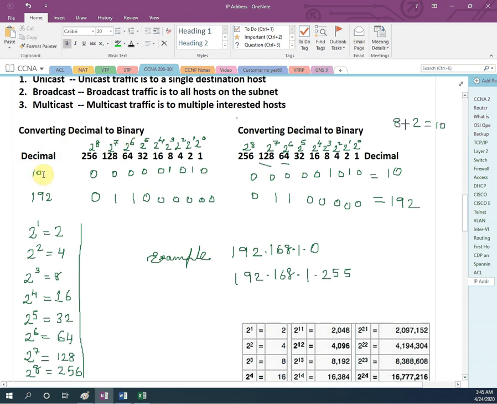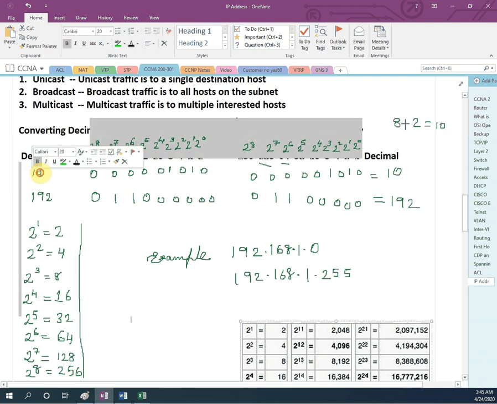I wrote the decimal 10 and I am converting that 10 into binary. We write 2 power 0, 2 power 1, 2 power 2, 2 power 3, 2 power 4, and so on. So we have 1, 2, 4, 8, 16, 32, 64, 128. Generally, when we do it on rough paper, we write 128, 64, 32, 16, 8, 4, 2, 1.